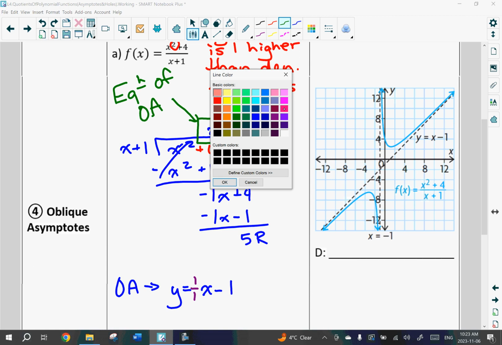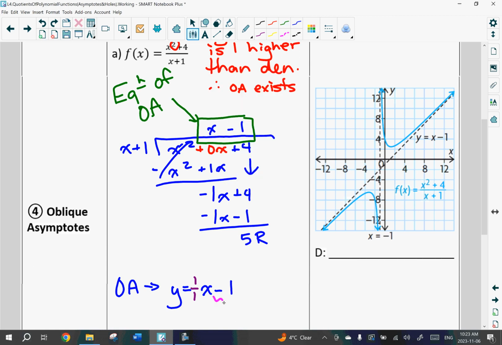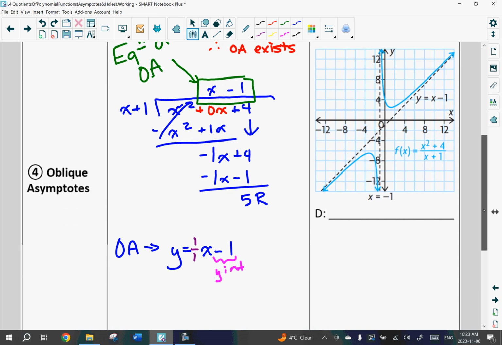Okay, y-intercept. Okay, and that's how you would graph your oblique asymptote. Good to know where this lies when it comes to our interval tables and discovering where a graph exists.